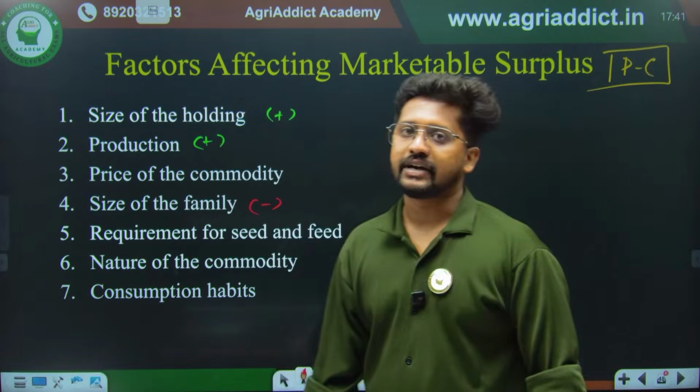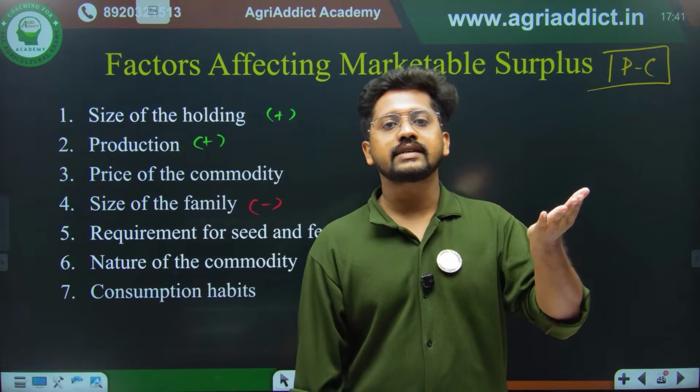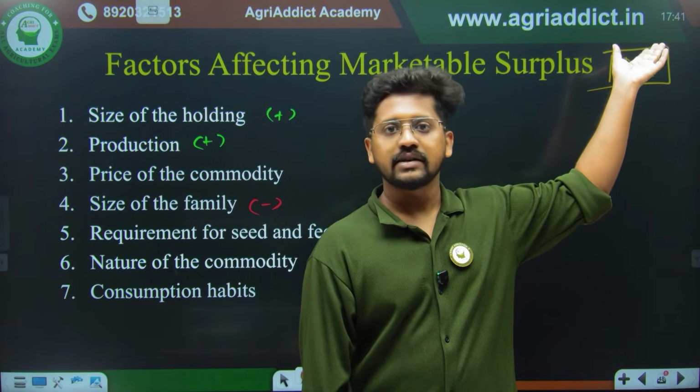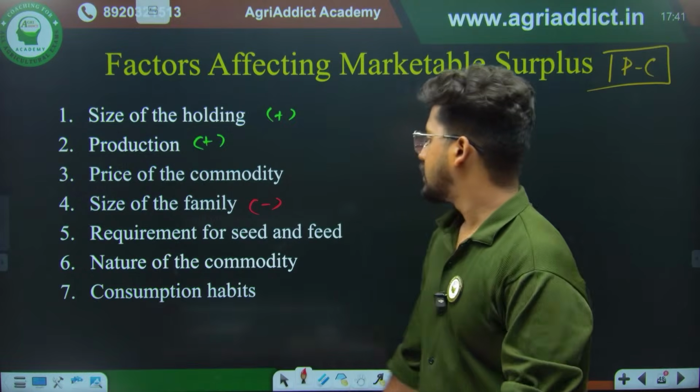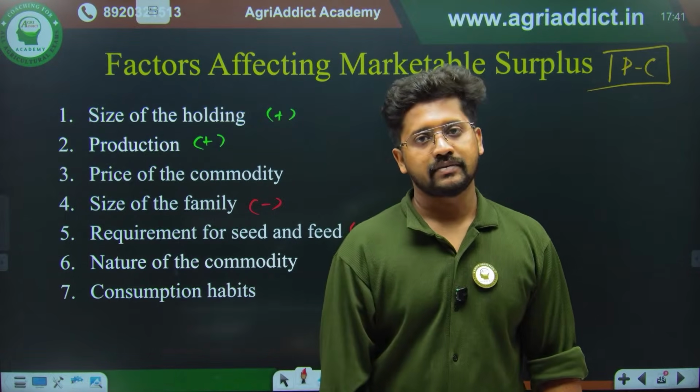Requirement for the seed and feed, again it is on the consumption side, right? If the requirement for the seed and feed increases, your total consumption expenditure increases. With the production being constant, your marketable surplus is going to reduce. So requirement for seed and feed is also giving you a negative relationship here.